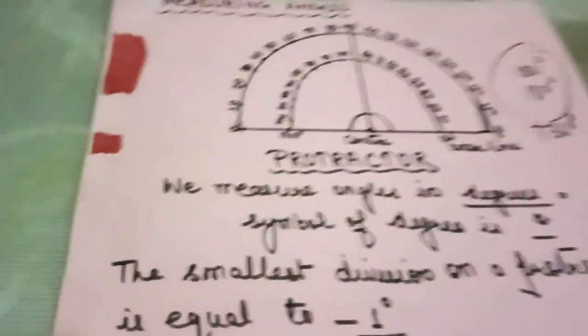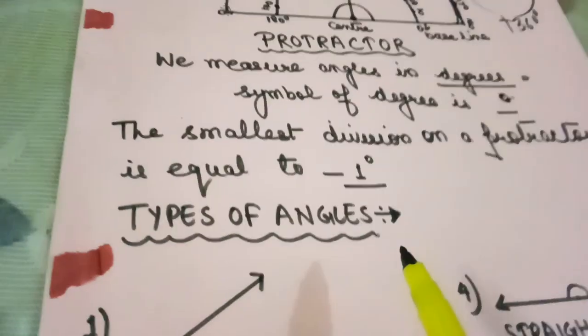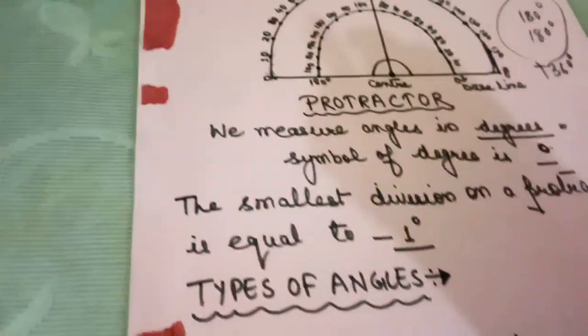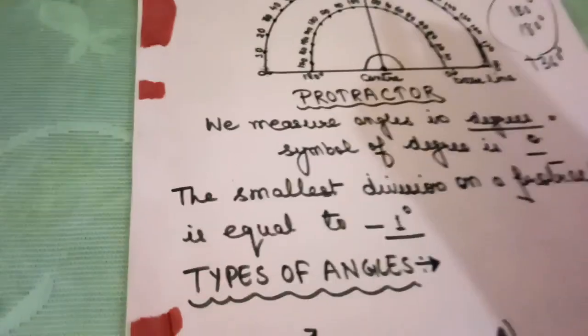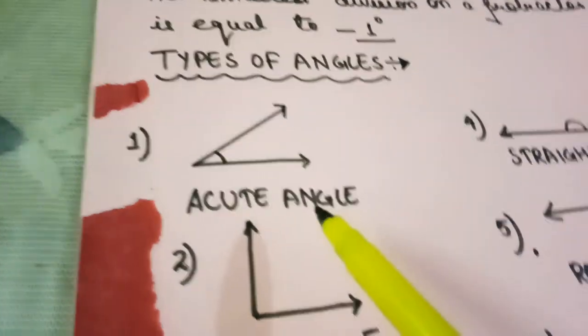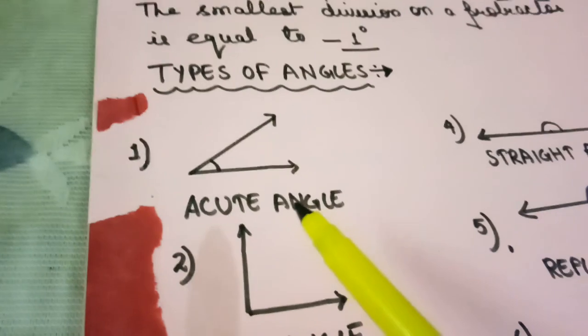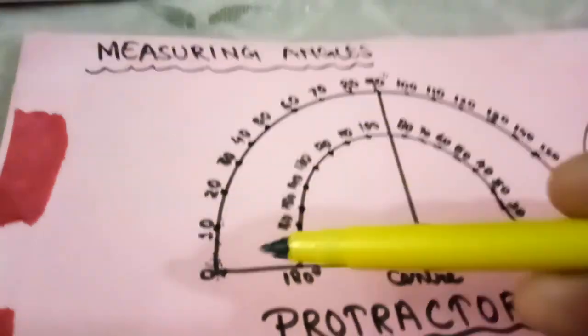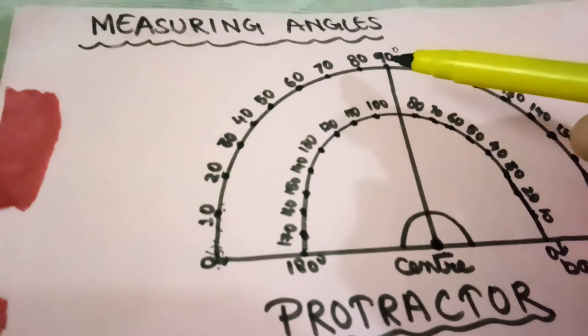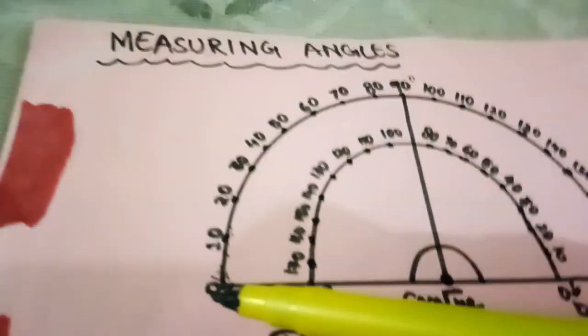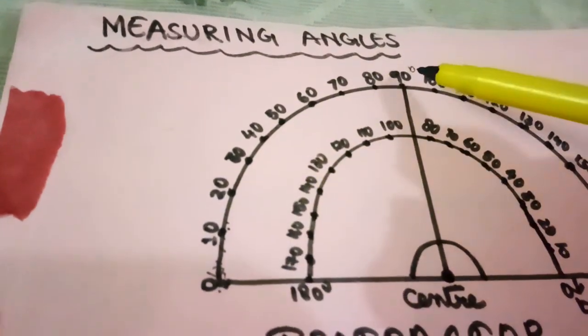Now children will learn about types of angle. Children, there are 7 types of angle you have to learn here. First one is acute angle. Acute angle is the angle which comes between 0 degree to 90 degree. Right children, 0 degree to 90 degree. Here you can see 0 degree is here, 90 degree is here.